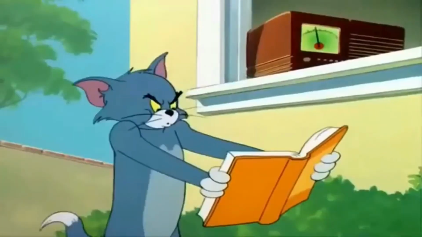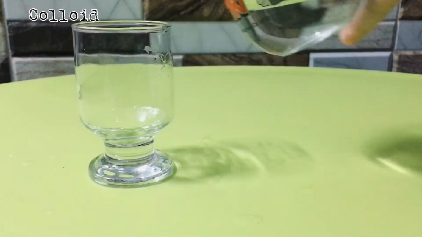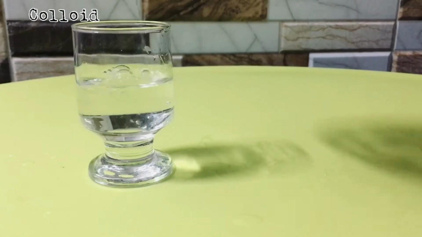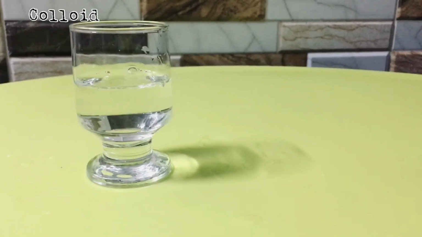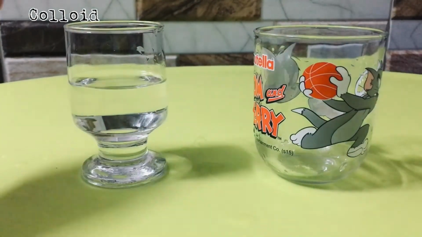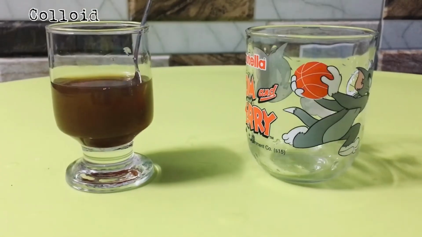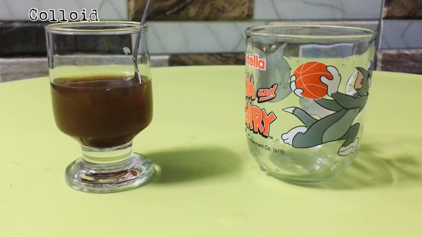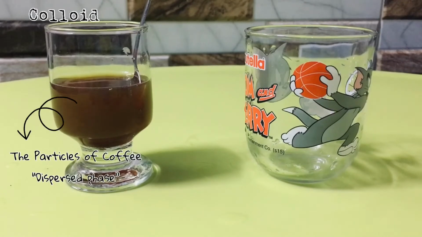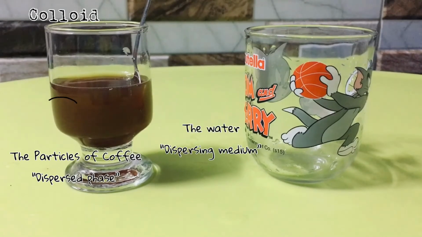Let me demonstrate that to you. So we're going to put some water here, and then I'm gonna put coffee. So in the case of colloids, the particles in a colloid are small enough to be suspended throughout the solvent by the constant moving of surrounding molecules. But in this case, the particles make up the dispersed phase, and the water is the dispersing medium.